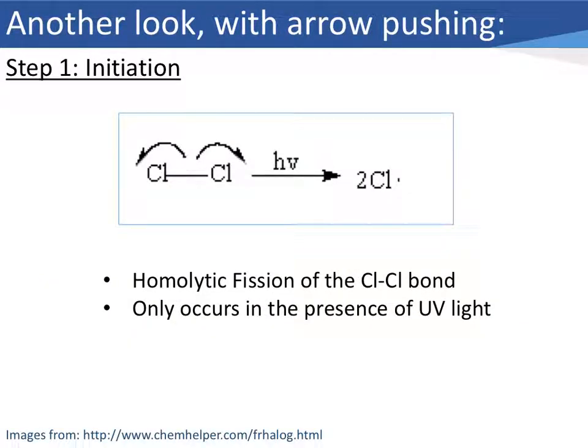Now I have one more look at this reaction using methyl propane and some arrows just to clarify a little bit. This comes from a particular website listed down here, free radical halogen substitution. This is homolytic fission of the chlorine-chlorine bond. It only occurs in the presence of UV light. This hv, it would look like that. h, Planck's constant, times frequency. It stands for ultraviolet light.